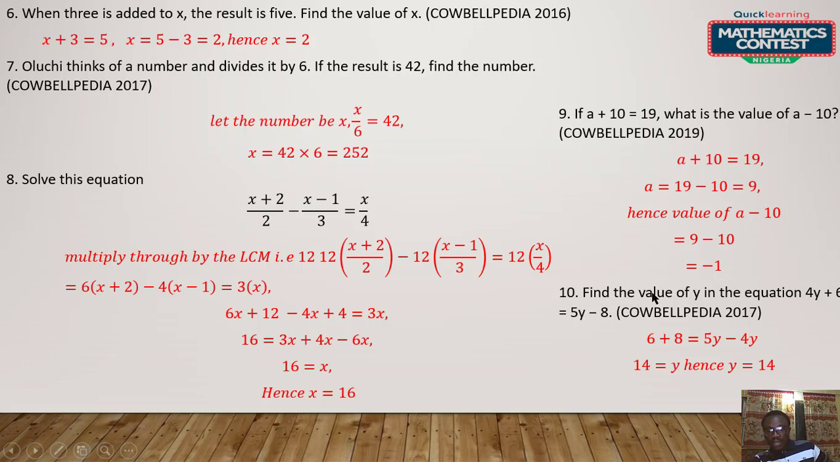Number 10, find the value of y in the equation 4y plus 6 equals to 5y minus 8. So what we're going to do, just take like terms. We'll keep 6 by the left and bring minus 8 to it, becomes 6 plus 8. Then this is 5y by the right, then take the 4y from the left to this point, we'll have minus 4y.